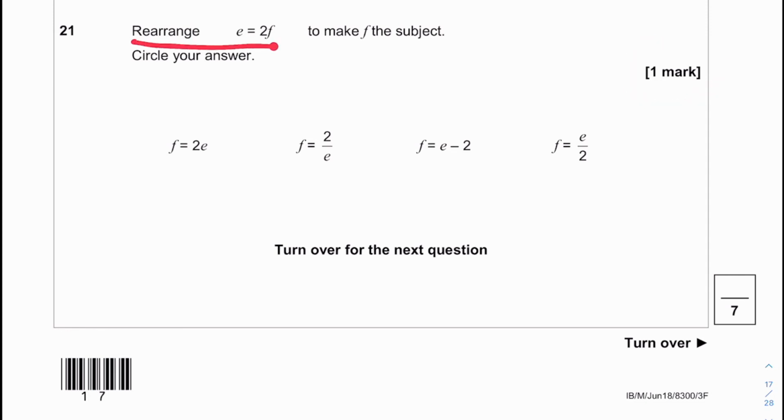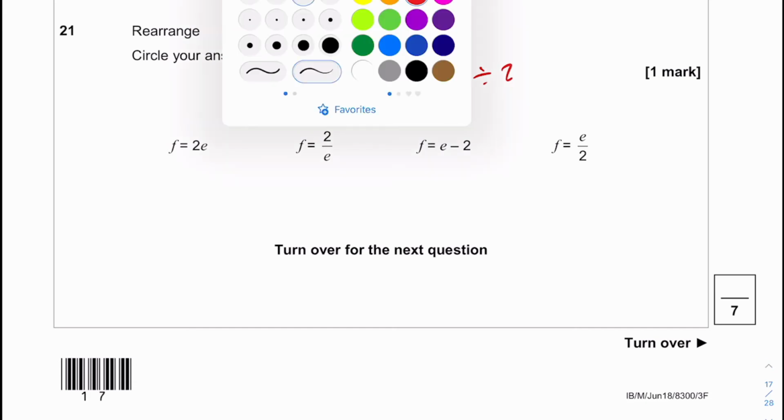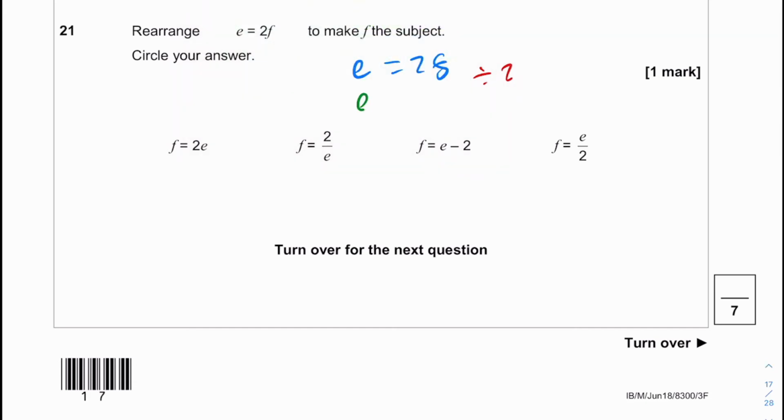Question 21, again there's only 1 mark, so it's fairly easy. We need to rearrange e equals 2f to make f the subject. So the first thing to do is to divide both sides by 2, to get rid of the 2 in front of the f here. So dividing both sides by 2, we are then left with e over 2 is now equal to f, and that is the final answer here, f equals e over 2.